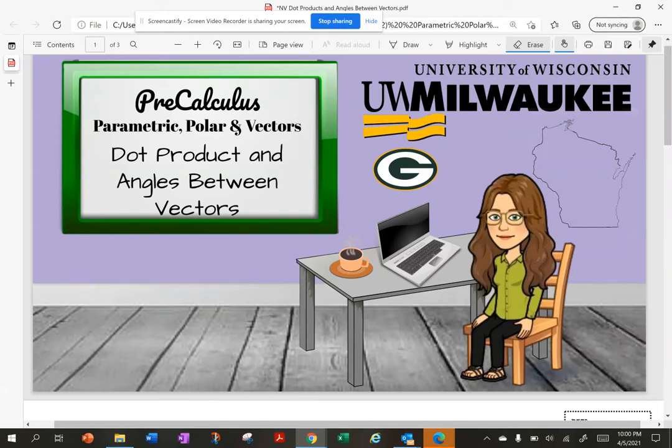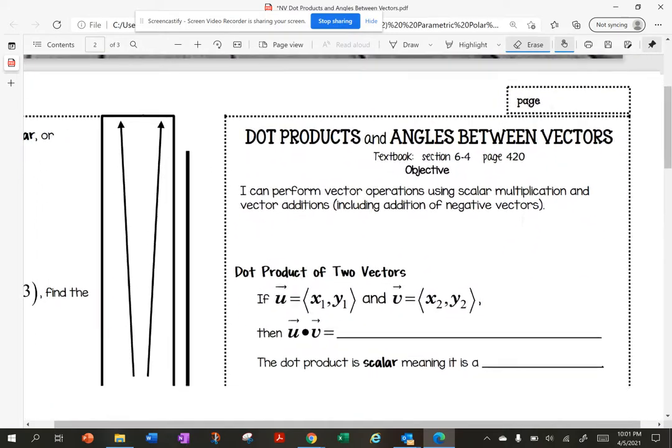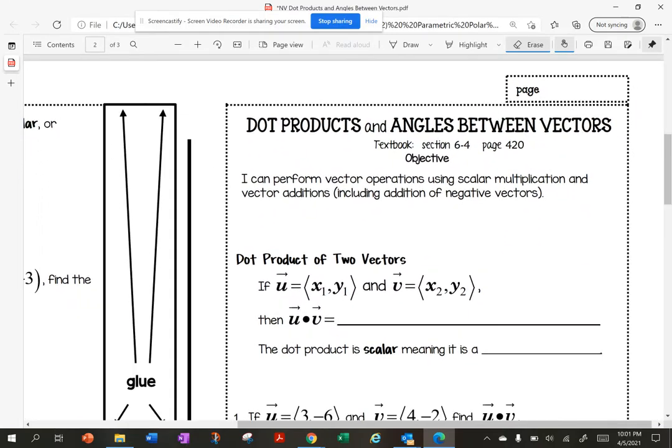Today's lesson is on the dot product and angles between vectors. My learning objective for today is I can perform vector operations using scalar multiplication and vector additions, which includes addition of negative vectors.